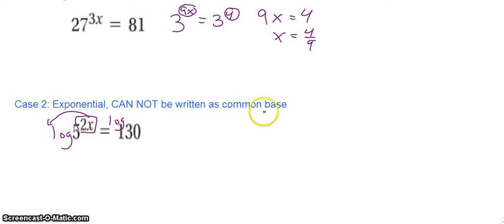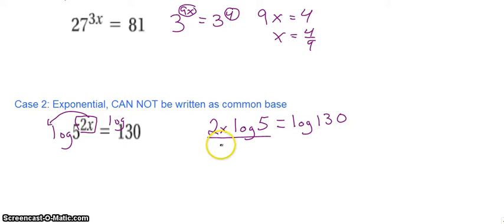So I have that 2x exponent that came out in front, log of 5 equals log of 130. And then all I want to do is get that x by itself. So I'm going to divide both sides by that 2 log of 5. They're sort of in the way.